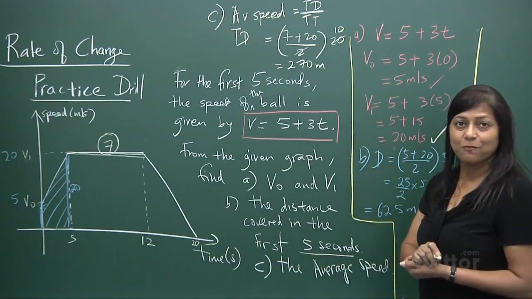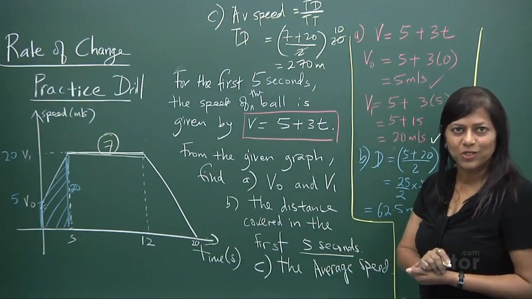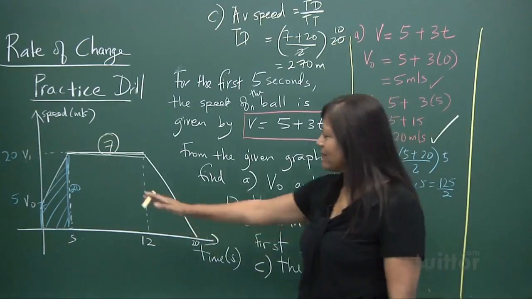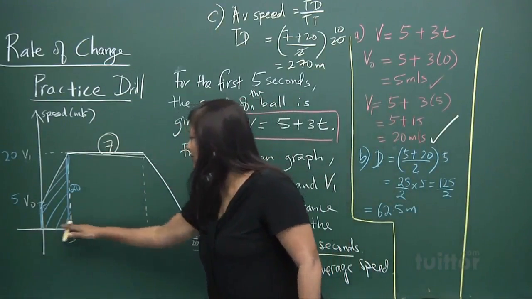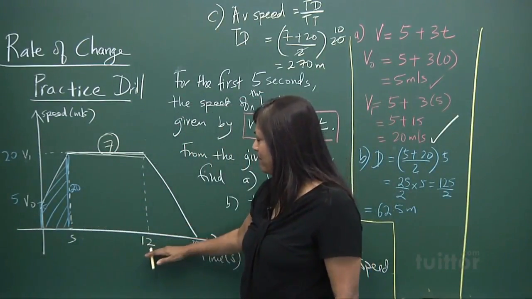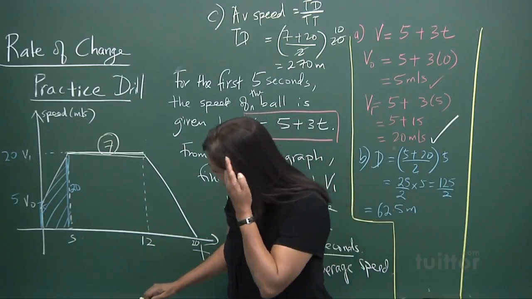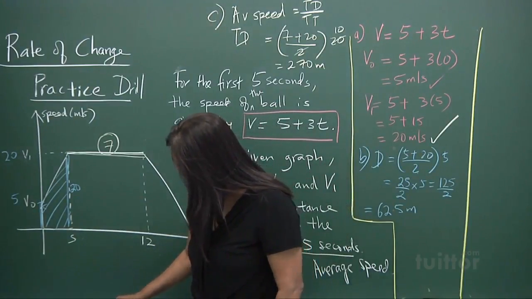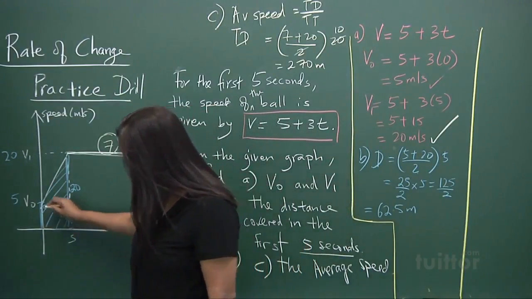Got it? Average speed, total distance over total time. And that's 7. And that's 20. So 20, wait a minute, I've made a little error. Because you know why?